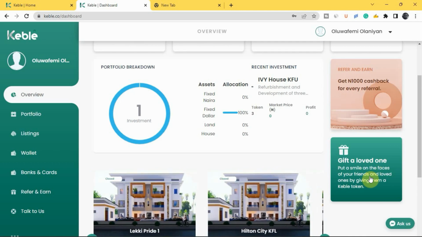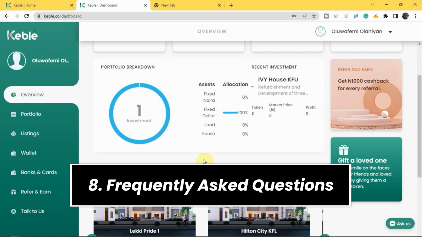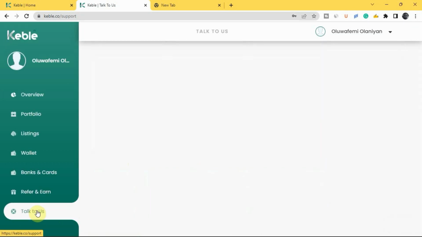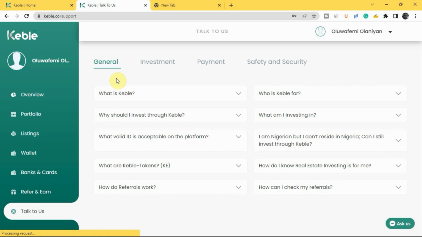And number 8 is where you have the FAQs, which means the frequently asked questions. So if you come to the menu at the left side of the screen, you tap on where you have talk to us right here. If you tap on where you have talk to us, it will take you to the FAQs on the platform. Now, if you have any kind of question, maybe anything bothering you about the Keble platform, or you want to know more about the Keble platform, you can come to this page right here to see answers to any kind of questions that you have.